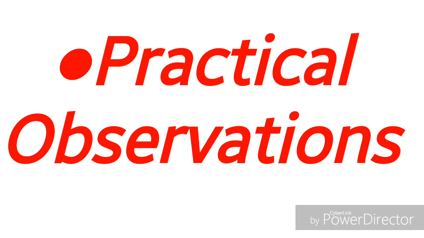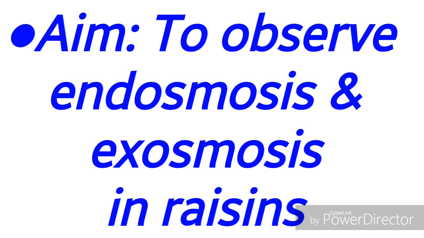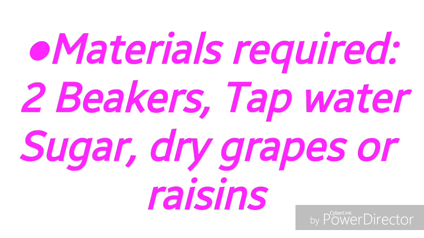Students, osmosis can be defined as the movement of solvent from less concentrated solution to highly concentrated solution by crossing a semi-permeable membrane. The aim of the experiment is to observe endosmosis and exosmosis in raisins or dried grapes. The materials required are 2 beakers, tap water, sugar, dry grapes or raisins.